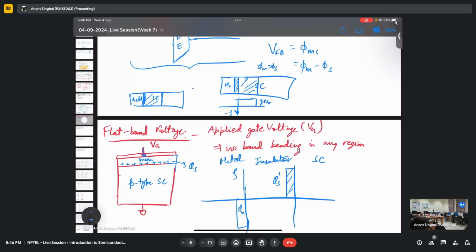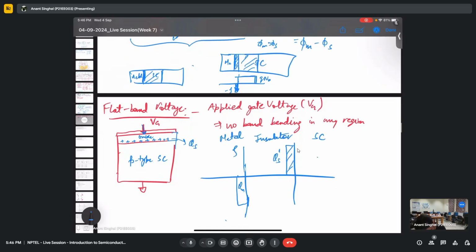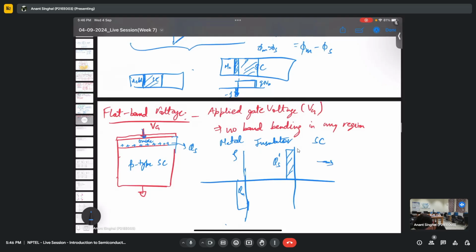So this is what I'm saying, that the metals will have a very small depletion width as compared to the semiconductor. I have not drawn the semiconductor now, but we have an insulator in between, in which I have specifically added some charge traps at the interface, which are positive. I'm denoting them as QS, and this QM is a very thin charge present at the metal side. Does it make sense?